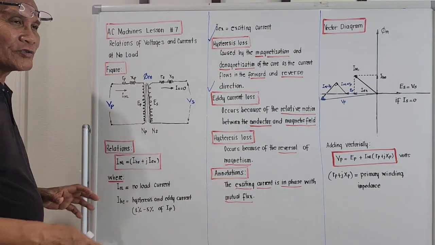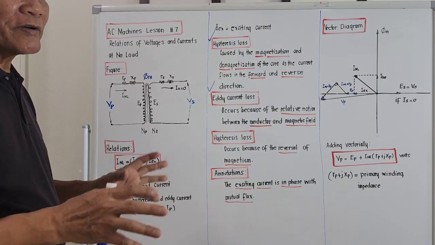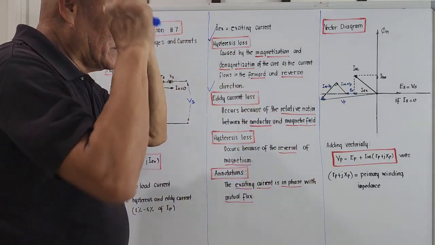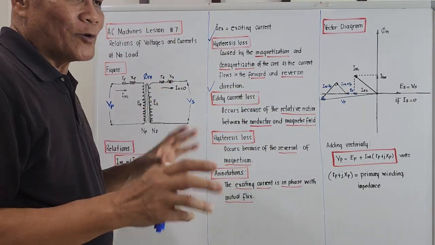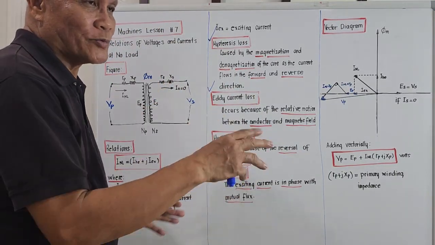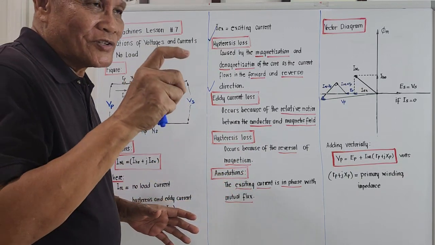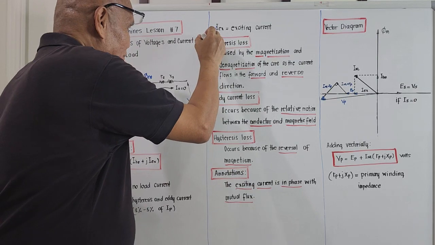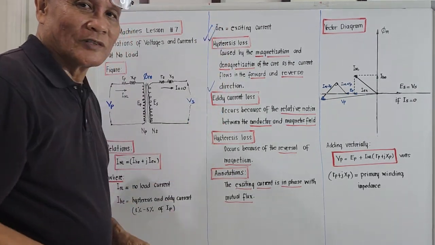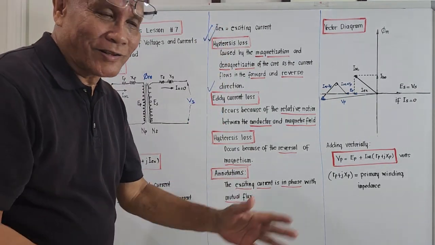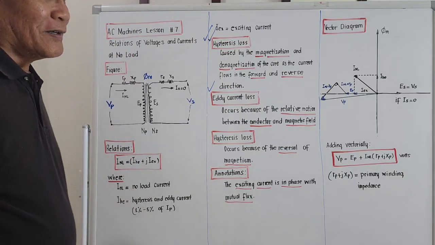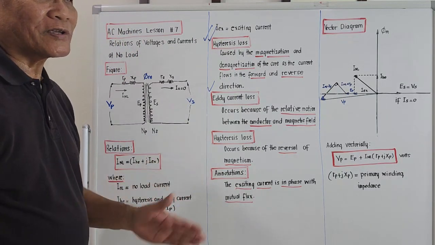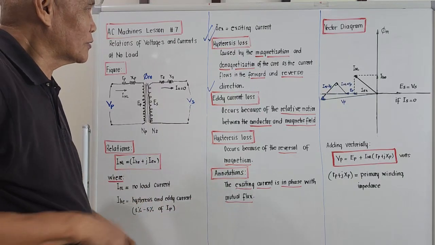It reverses direction for a 60 Hertz, okay? It will reverse direction 60 times per second, right? So the effect of that reversal of current 60 times per second is a loss, and we term that loss the so-called hysteresis loss. That's storytelling, guys. The loss due to the reversal of the current 60 times per second is termed the so-called hysteresis loss.